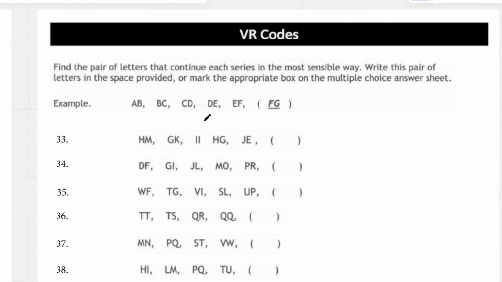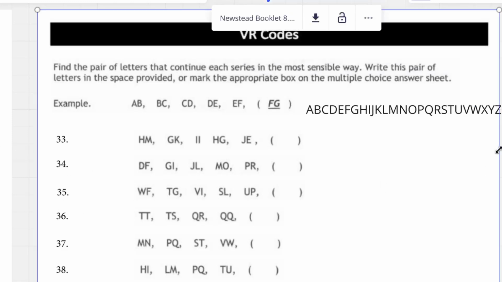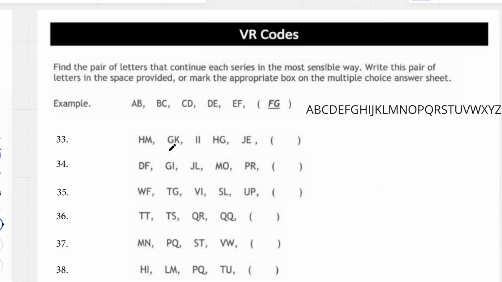H to G. For this one, I need to write the alphabet. Once I have the alphabet over here, H to G is -1, to I is +2. -1 plus 2 minus 1 is going to be I. And then the next one, M, K, I, G, E2 is going to be C.